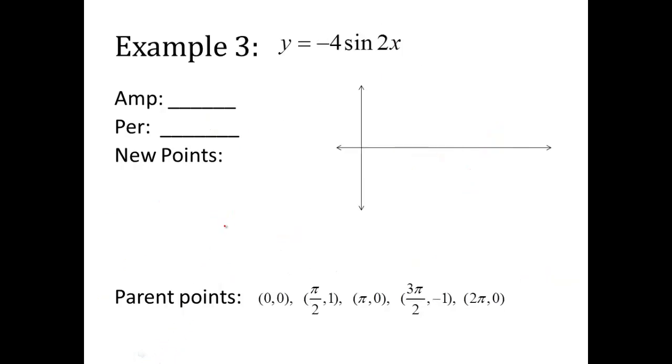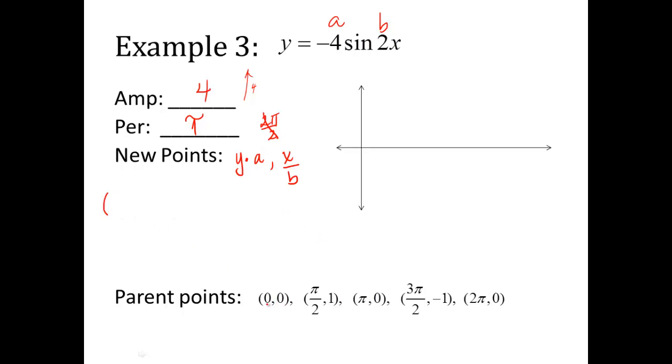Another example. This one might throw you for a loop because you've got two things going on. You have an amplitude change and a period change. So amplitude in this case is the absolute value of a, which is 4. That means the distance from the midline is 4 now. The period is 2 pi divided by 2, which means it's just pi. So two things going on. For an amplitude change, remember I have to do the y values times a, and then I have to do the x values divided by b for a period change. So we've got two changes happening for each point.